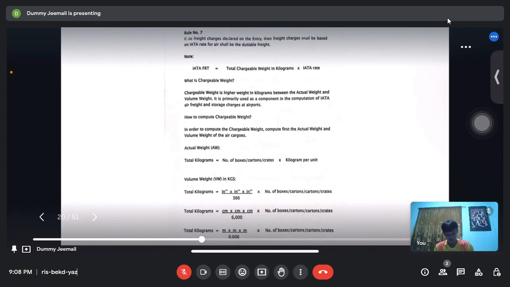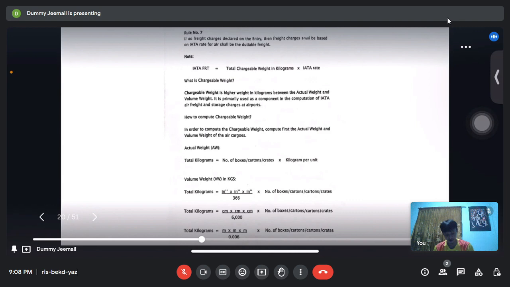So a shipment of textile fabrics arrived at MICP with total FOB value of $10,000. The freight charges on the entry is $1,000. So, that is rule number 5. So, rule number 7 ta.